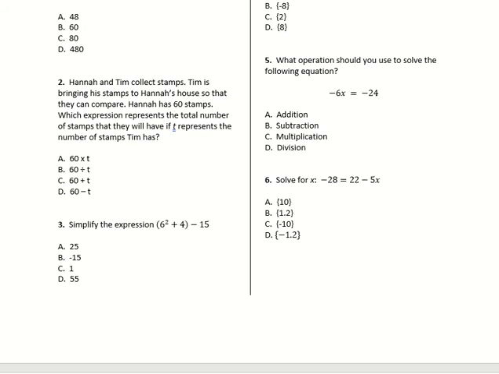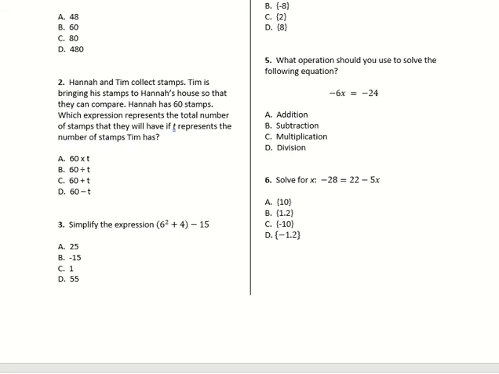Number 2. Hannah and Tim collect stamps. Tim is bringing his stamps to Hannah's house so that they can compare. Hannah has 60 stamps. Which expression represents the total number of stamps that they will have if T represents the number of stamps Tim has? A, 60 times T, B, 60 divided by T, C, 60 plus T, or D, 60 minus T.